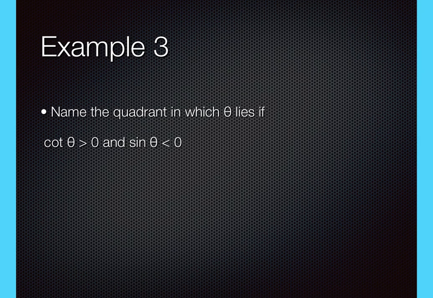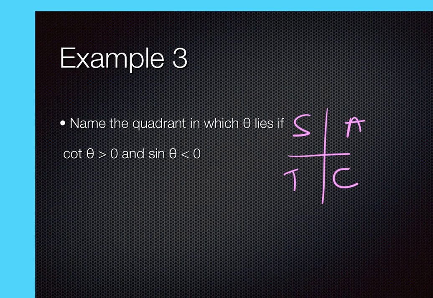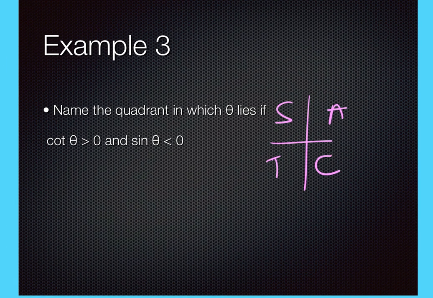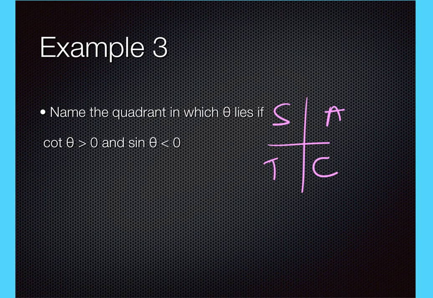Example 3 says name the quadrant in which theta lies if cotangent is greater than 0 and sine is less than 0. So if I use the all students take calculus, wink, wink. Cotangent would have the same sign as which of my original trig functions? Tan. So this is the same thing as saying tan is greater than 0. Which of the 4 quadrants has a positive tan? The first one and the third one.